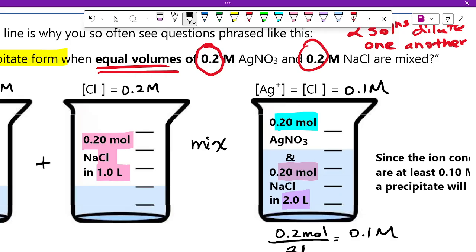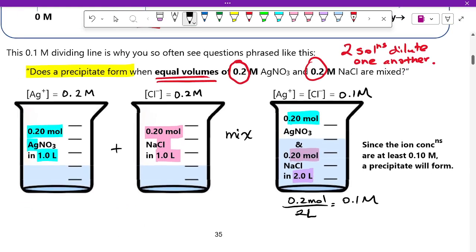Would it matter if I used 350 milliliters and 350 milliliters instead of 1 liter and 1 liter? No, because the volume is being doubled. The concentration gets halved. I could use 15 milliliters and 15 milliliters. Volume gets doubled, concentration gets halved. What are the ion concentrations now? Does this number look familiar or special? That's the solubility. This is the solubility boundary.